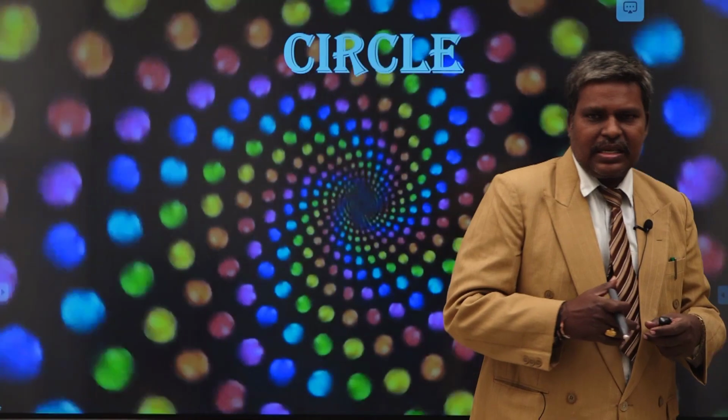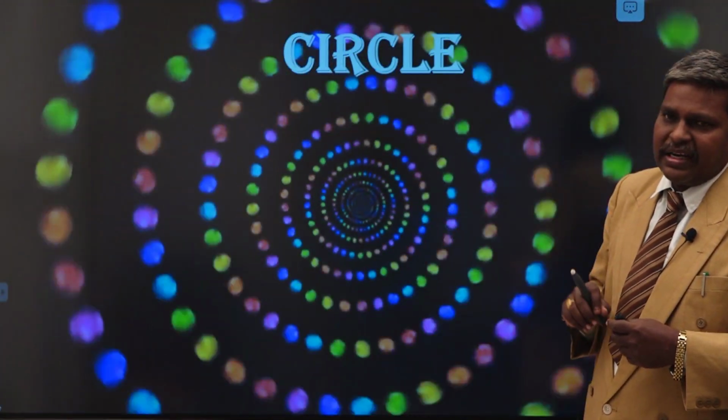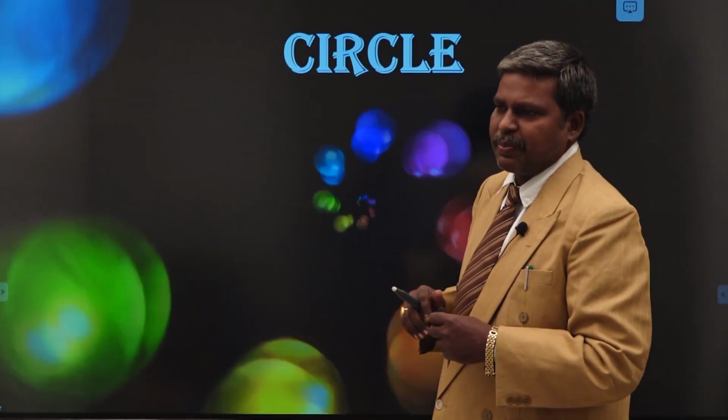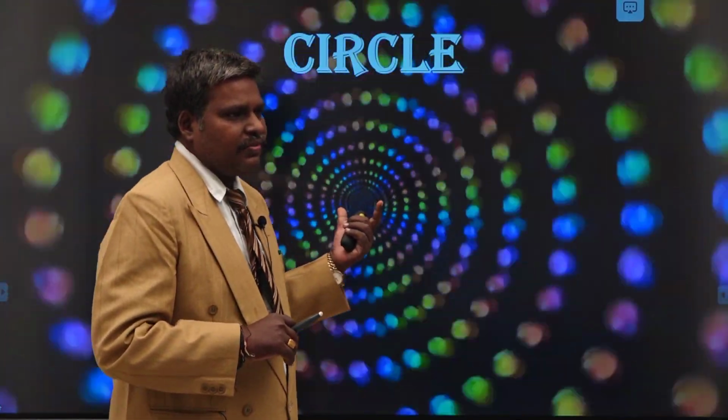Again, we discussed the normal at any point on the circle. Normal at any point is nothing but the line which is perpendicular to the tangent at that point, passing through the point. That is called the normal. The normal at any point is always passing through the center of the circle.